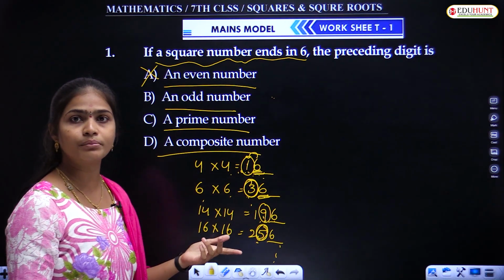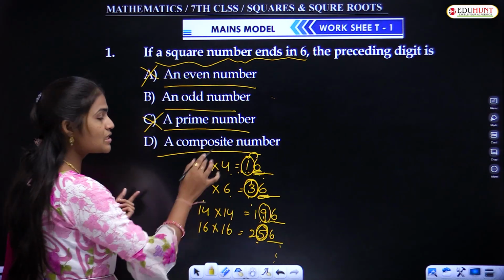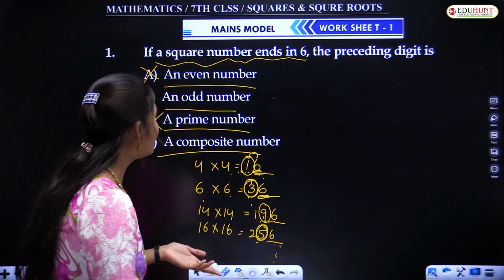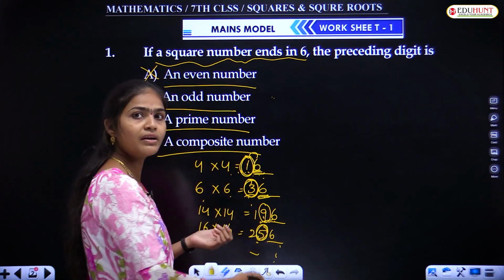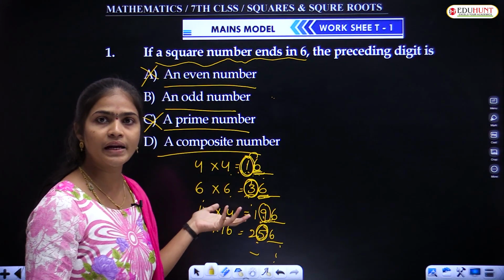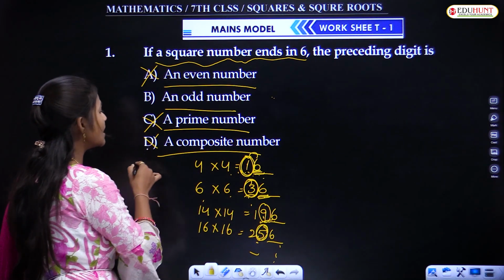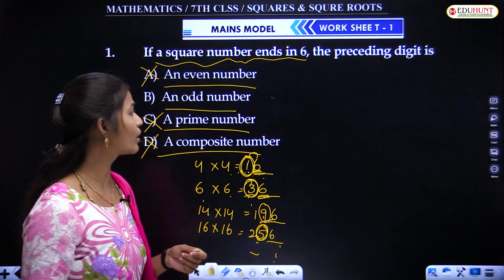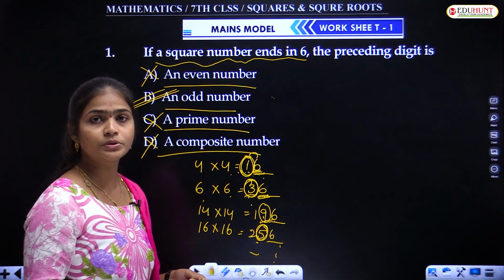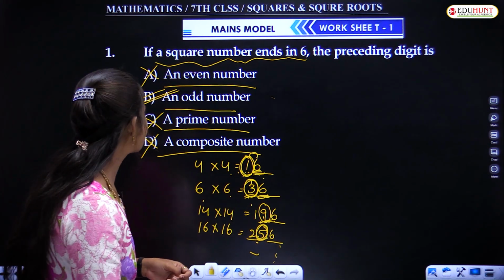Sometimes we will get a prime number, but we can't say it always. Next, composite number. If it is not a prime number, then it is a composite number only, yes or no? But what about that 1 here? 3, 9, 5 are composite numbers, but 1 is neither composite nor prime. That's why we can't say it is a composite number either. So which option is correct here? Option B, an odd number. In every case we can observe an odd number here. Okay, let us see the next one.